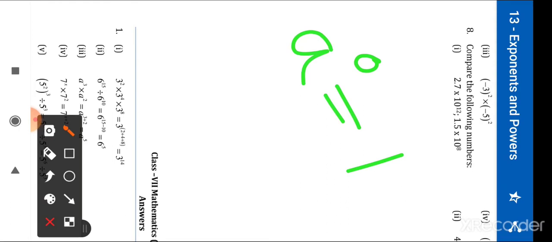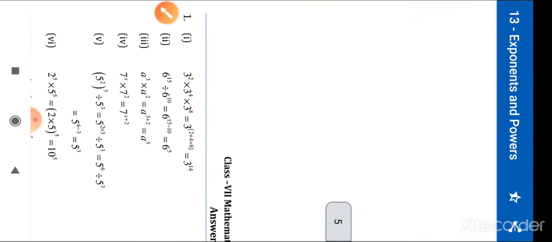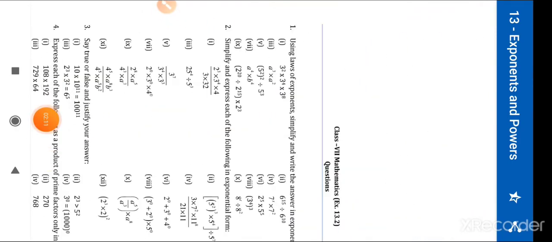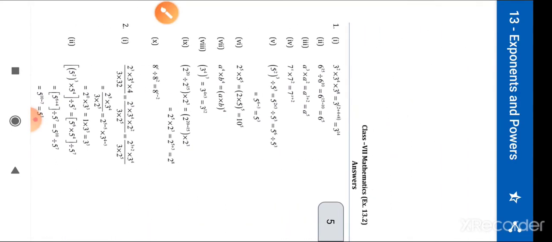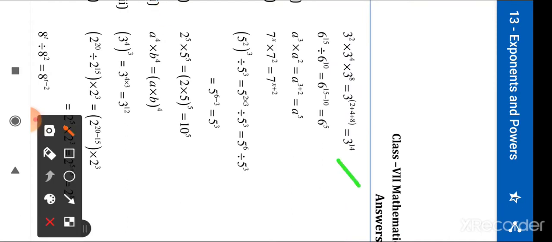Now we are going to start our exercise 13.2. First question is, using laws of exponent, simplify and write the answer in the exponential form. And our first question is 3 raised to the power 2, 3 raised to the power 4, 3 raised to the power 8. Here we can see that all the bases in this question are same but powers are different. So by using the first law we can add their powers and our answer becomes 3 raised to the power 2 plus 4 plus 8, and our answer is 3 raised to the power 14.